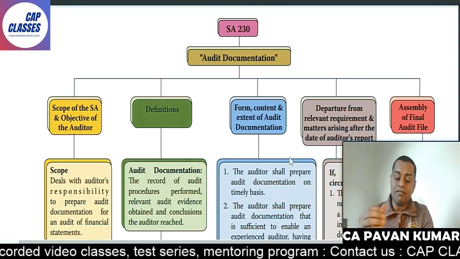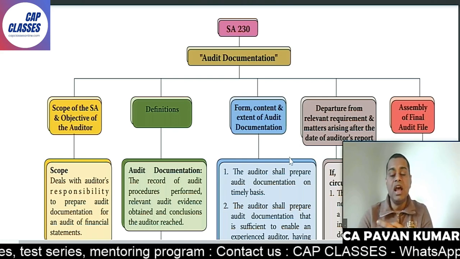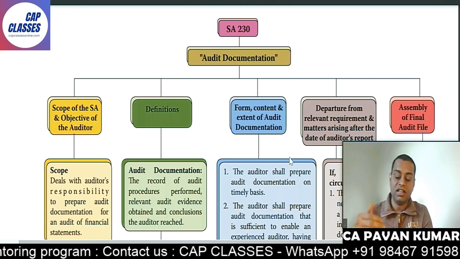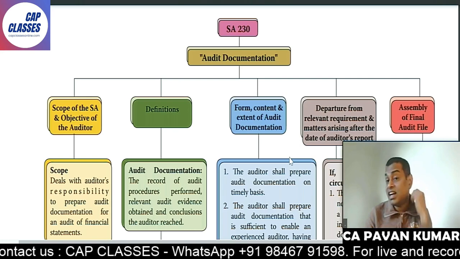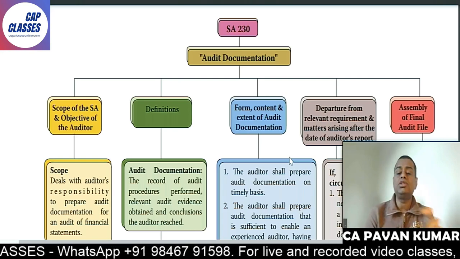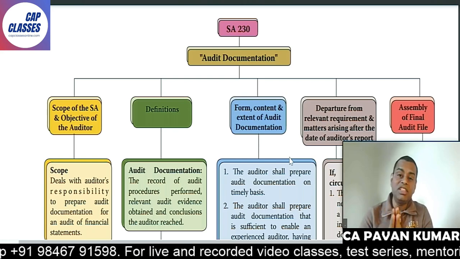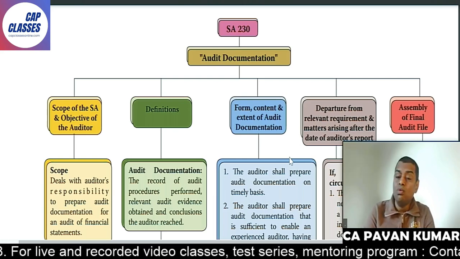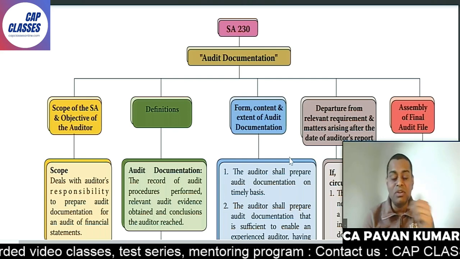Recently, we conducted a poll survey in our CAP classes Telegram channel asking the students what they want to learn from me. I gave them options like IFRS and accounting standards for intermediate, accounting standards for advanced accounting paper, then CA final papers, and also standards on auditing. Surprisingly, more than 40% of the students requested classes on standards on auditing. Why I said surprisingly is because I expected that they would choose IFRS or accounting standards.